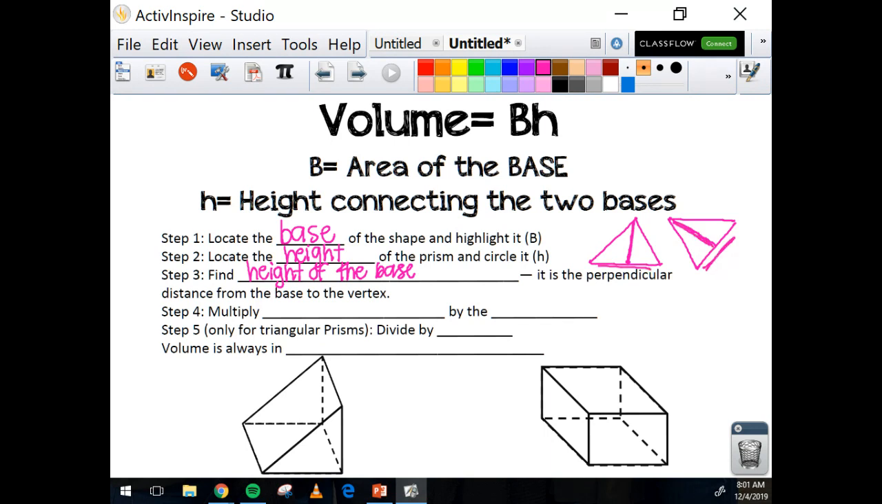So we're going to multiply the height by the base. Remember, we're only talking about our base shape here. For triangular prisms, we're going to divide by 2. Volume is always in units cubed. Or it might be centimeters cubed or inches cubed, something along those lines.